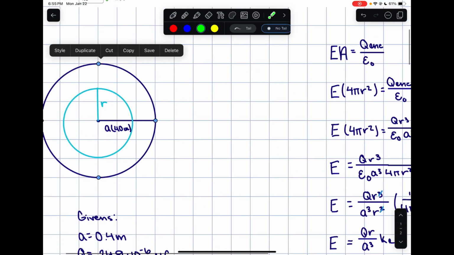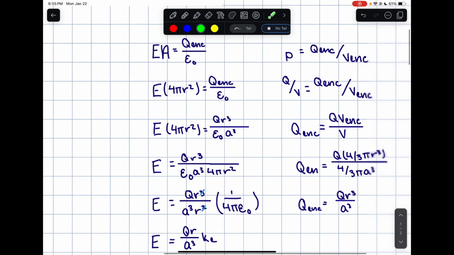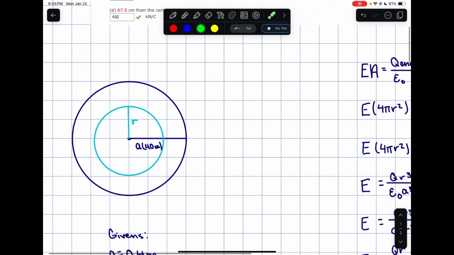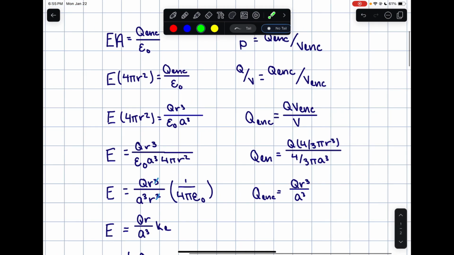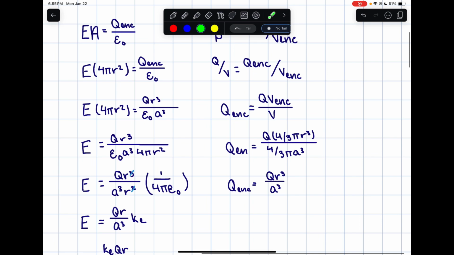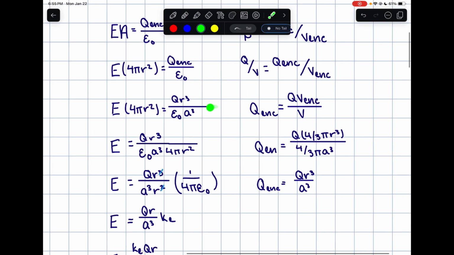Why is that? Because inside of the sphere, our Gaussian surface is this smaller sphere, enclosed, for example, and it has radius r, which is why you'll notice up here it is r cubed and down here it is a cubed, because the volume of the total is this bigger, darker blue sphere with the radius of 40 centimeters. From there, we're able to cancel out 4/3 and pi to get Q enclosed equals charge times r cubed over a cubed.